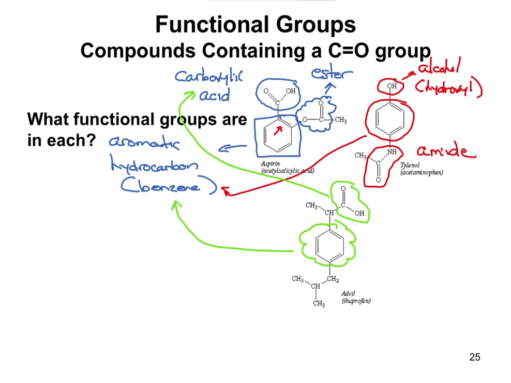So all three of these have aromatic hydrocarbons. A couple of them have carboxylic acid. We also see one with an ester, one with an amide, one with an alcohol. So again, I picked these structures because they cover a lot of the different functional groups that we're going to be looking at here. So again, go through and practice your functional groups. Make sure you're able to identify them in particular molecules.